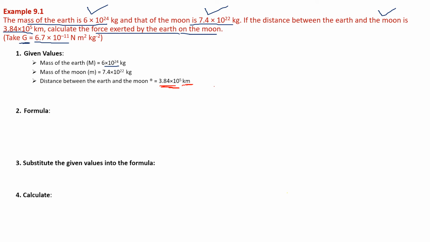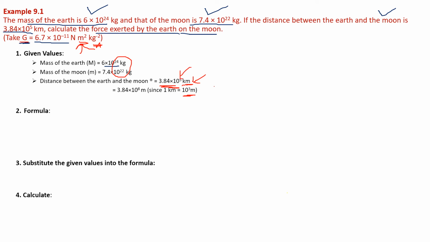But the gravitational constant, what is its unit? Newton meter square per kg square. So kg is fine, but this is meter square, whereas this is kilometer. So I should have the same units across. Let's convert this into meters. How do you do that? 1 kilometer is equal to 10 to the power of 3 meters, 1000 meters, right?